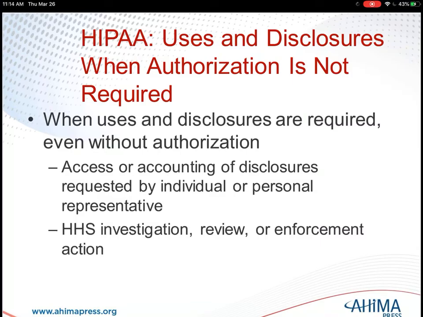when authorization is not required. Now, this is where things get a little tricky here, because if you see on 222, we have uses and disclosure when authorization is not required. If you flip over to 224, we have when use or disclosure is required, even without authorization. And then we have when use or disclosure is permitted without authorization. And then we have uses and disclosures that require an opportunity to agree or object. And then we have when they have no opportunity to agree or object. So again, there's a lot of information in here. I'm going to try to break it down as best as I can for you.